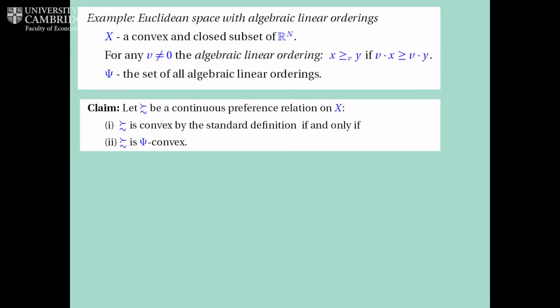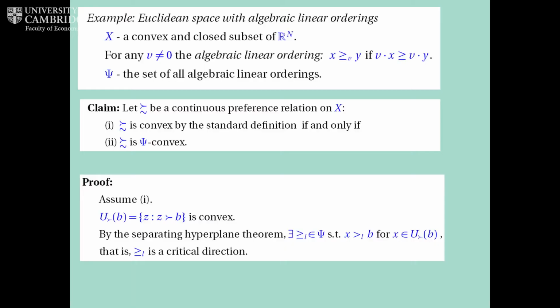Of course, this is what plays such an important role in standard economics, because if v is the price, then this means actually the expense. And x is more v-valuable, or greater or equal in price than y, if it's more expensive than y. Now, if C is the set of all algebraic linear orderings, then we can easily show that if you have a preference, at least a continuous preference, on the set X, then convexity in the standard definition is exactly equivalent to psi convexity.